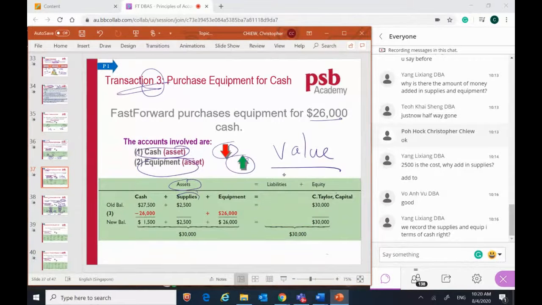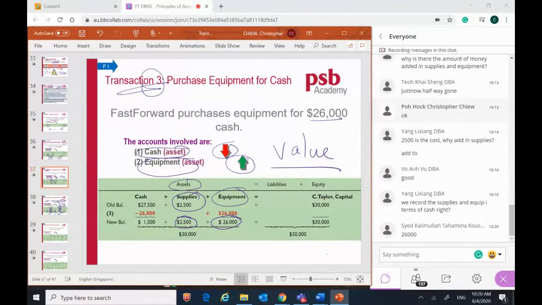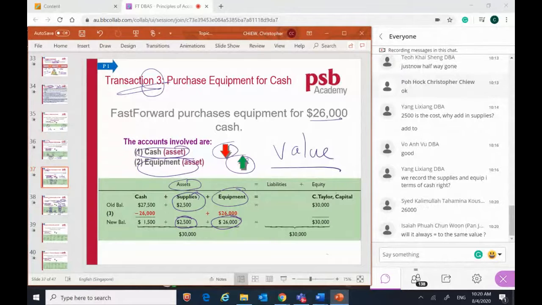How much is your supplies worth? Your supply is worth $2,500. How much is your equipment worth? Your equipment is worth $26,000. Meaning to say, it doesn't matter whether you pay in cash or is paid by credit, you pay later. The value of your supplies is still 2,500. The value of your equipment is still 26,000. But if you pay by cash, your cash will go down. Okay? Your cash will go down.